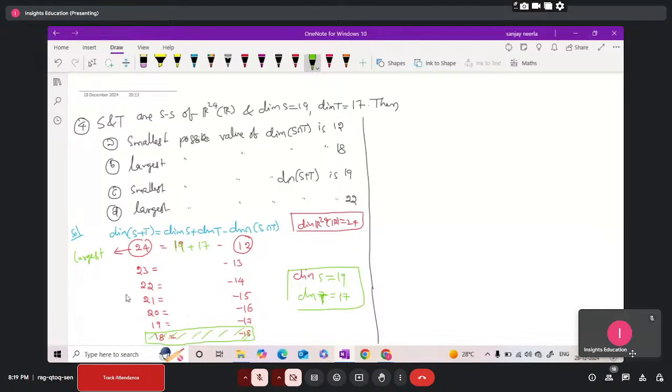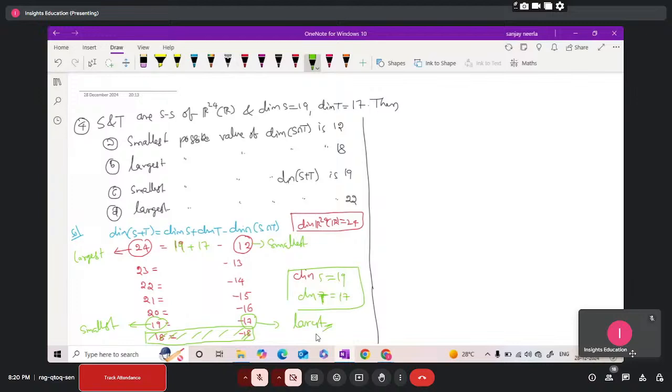Now come to the question. The largest value of S plus T is 24, and the smallest is 19. So the smallest is 19 and the largest is 24 for S plus T. Now come to S intersection T. What is the smallest? The smallest S intersection T is 12, yes sir, 12. And the largest is 17.